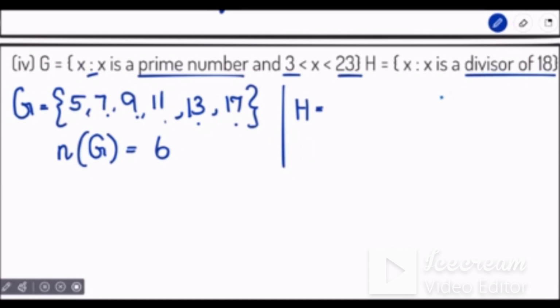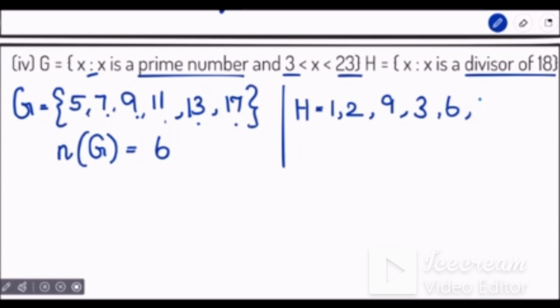So let's start with 1. When you divide 18 by 1, obviously you will get the remainder 0. 1 is a divisor of every number. Now let's move on to 2. 2 times 9 is 18. So 2 is here, and 9 is also a divisor of 18. And now let us take 3. If we divide with 3, 6 3s are 18. So we can put both 3 and 6.